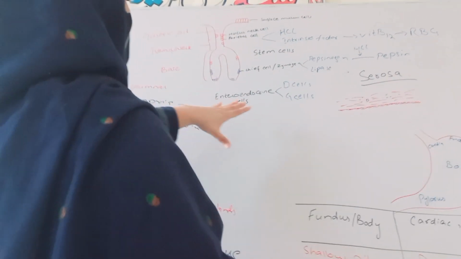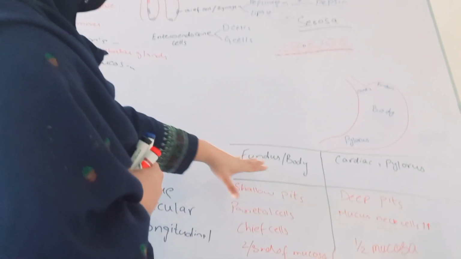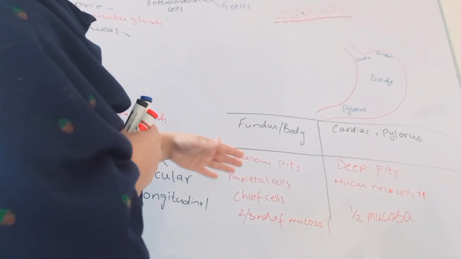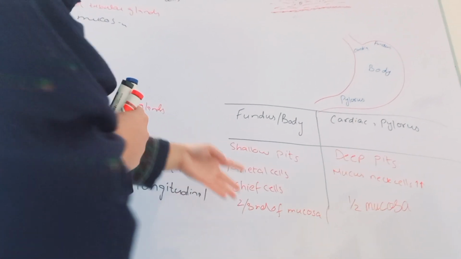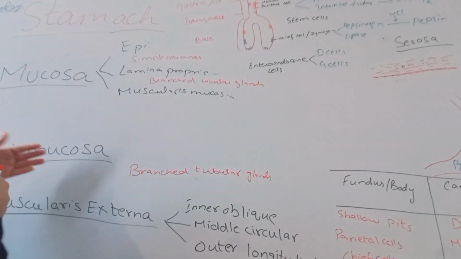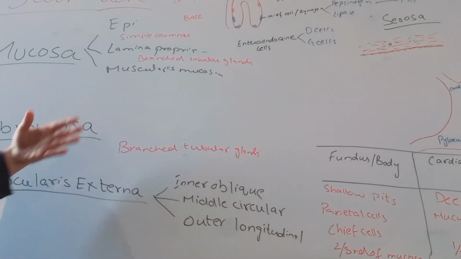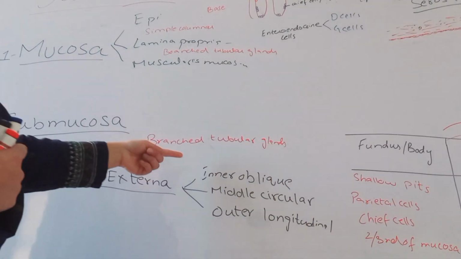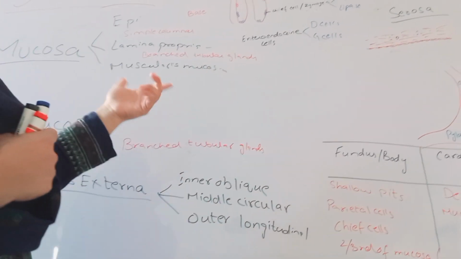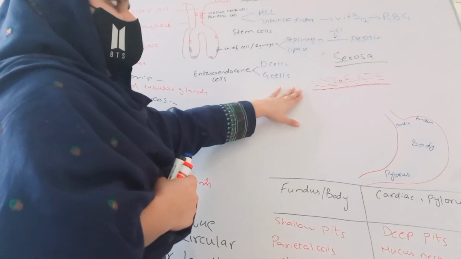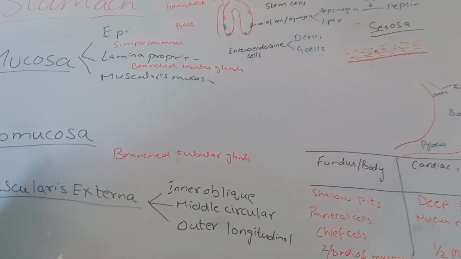Then I told you about some differences in the mucosa in the fundus and the body, and the cardiac and the pylorus, about the pits, parietal cells, and the length of the mucosa. Then I told you about the submucosa, which has the branched tubular glands, and the muscularis externa, which contains the inner oblique, middle circular, and the outer longitudinal layers, and the serosa is present. This was all about the stomach. I hope you understand. Thank you.